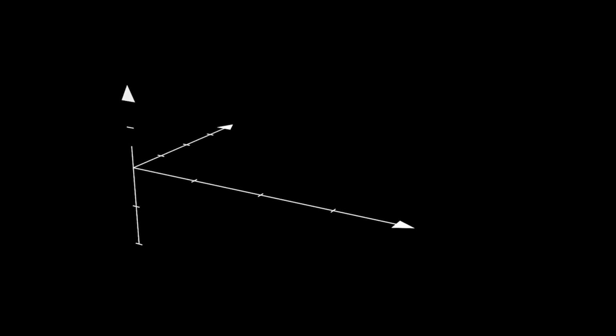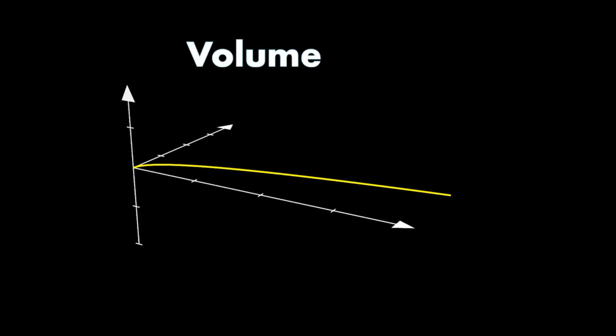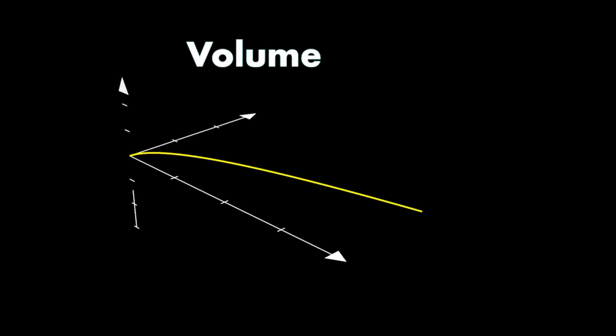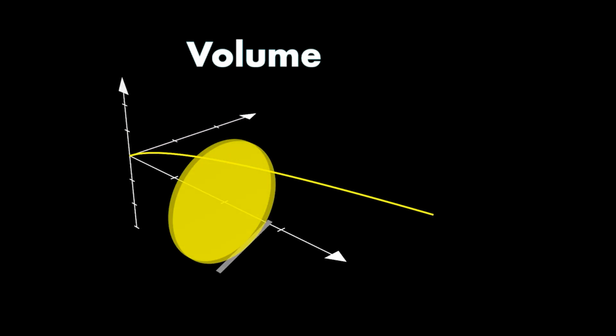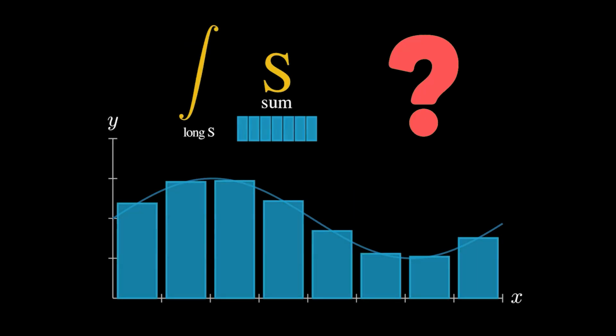Alright guys, so now what if we move away from area and we start to go towards volume? What does that look like? Well, let's say we rotate a 2D region around an axis. And what happens to our rectangles here? Well, our rectangles here now become circular discs.